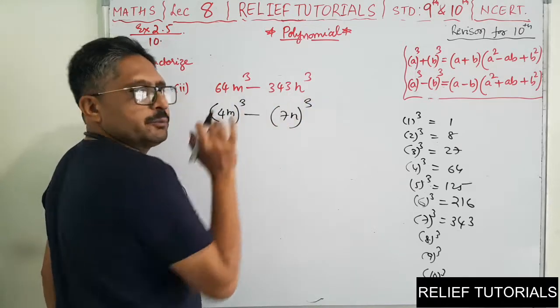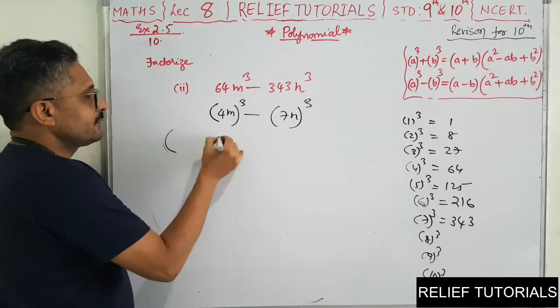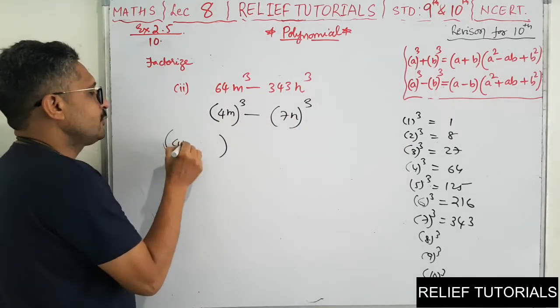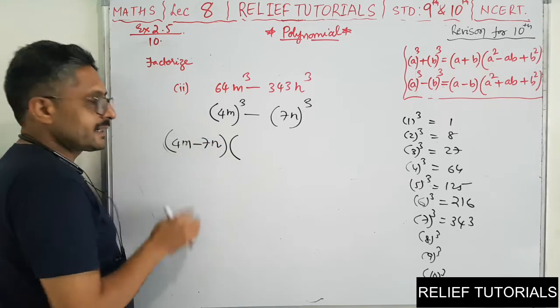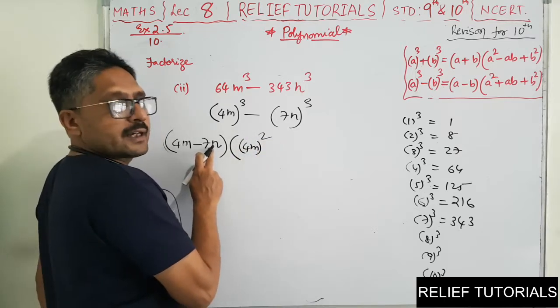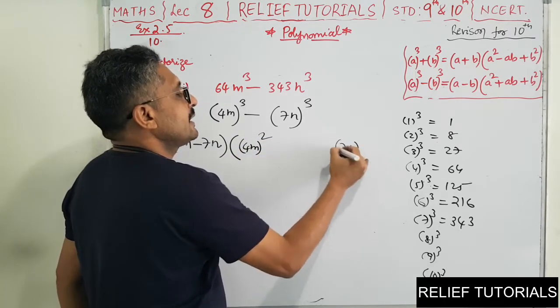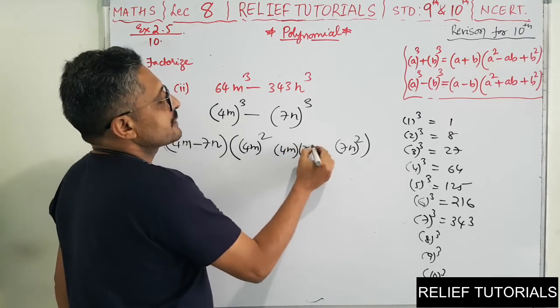A cube minus b cube. So this identity, a cube minus b cube, has two brackets. In the first bracket you know what you get: a minus b, so 4m minus 7n. In the second bracket, the square of 4m, then the square of the second term, 7n square, then the product of these two, so you get 4m into 7n.